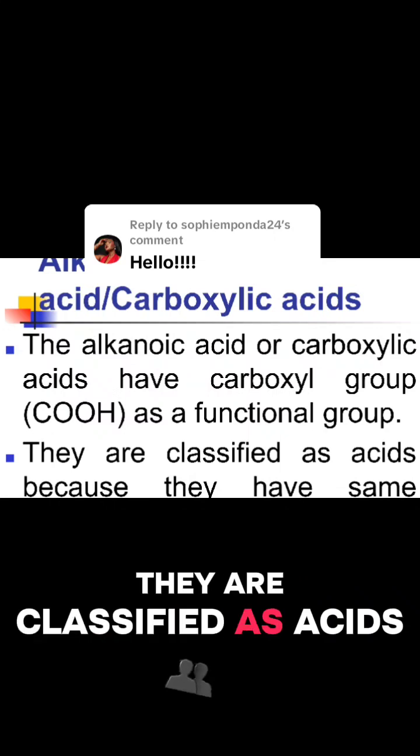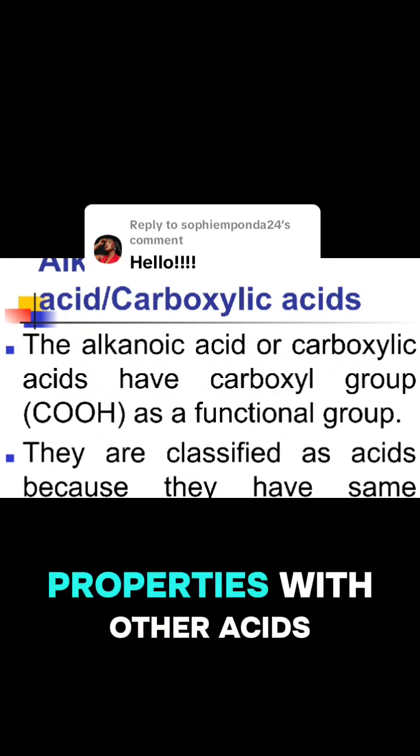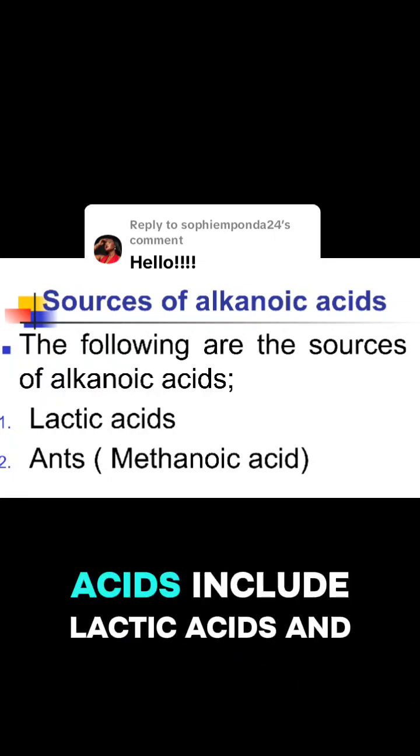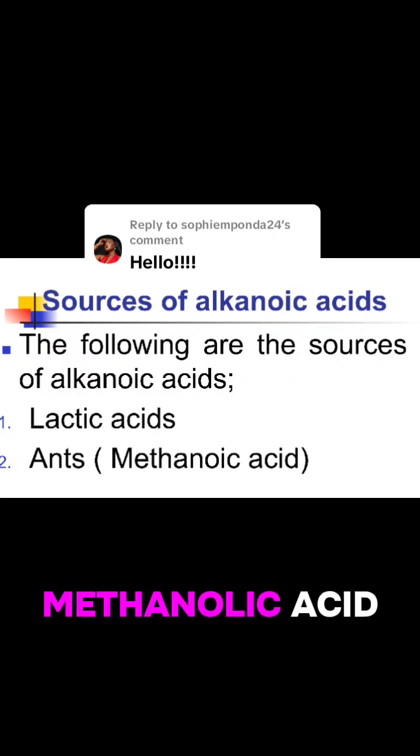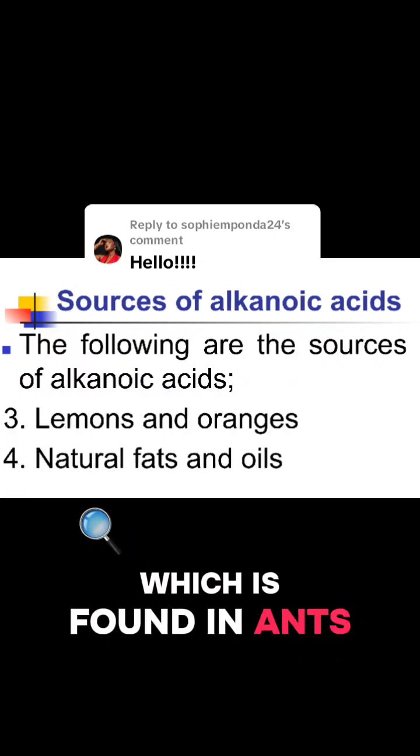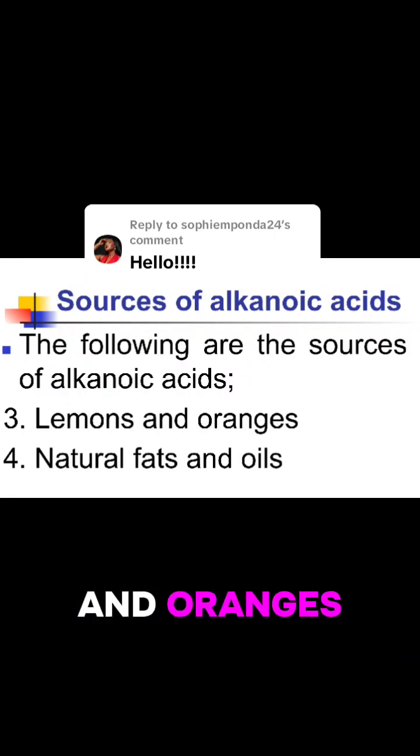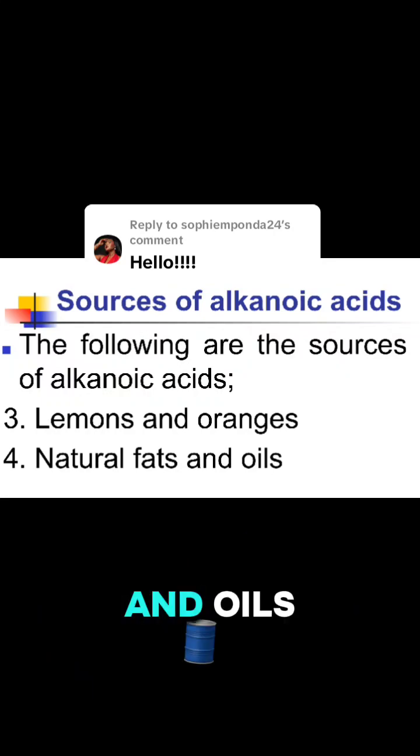Alkanoic acids, or carboxylic acids, feature the carboxyl group, COOH, as their functional group. They are classified as acids because they share similar properties with other acids. Some sources of alkanoic acids include lactic acids and methanoic acid, which is found in ants. Additional sources are found in lemons and oranges, and also in natural fats and oils.